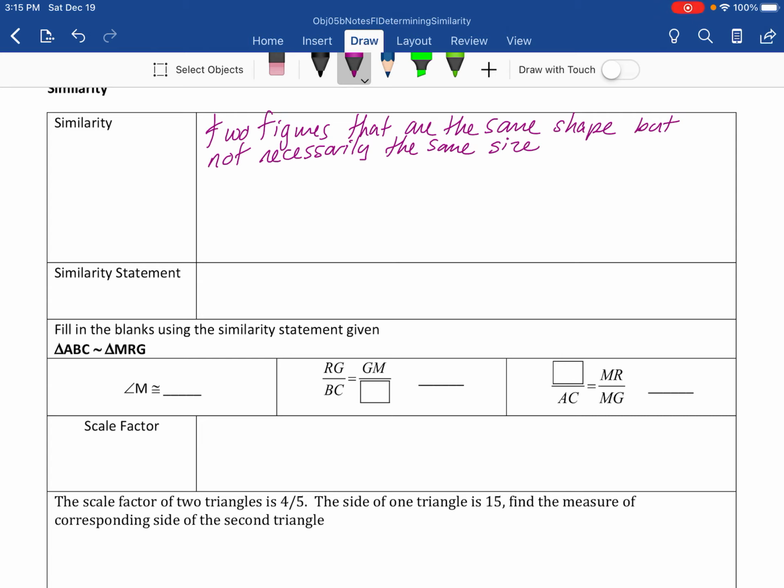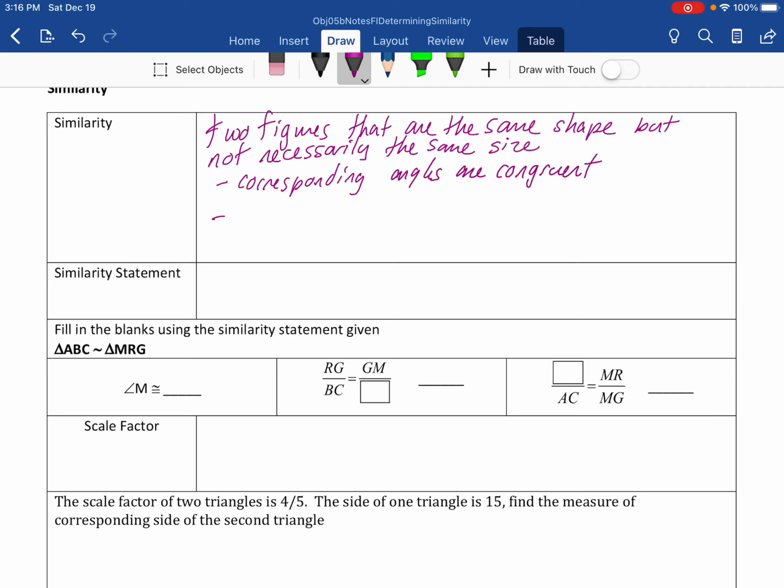Okay, when we talk about similar figures, the corresponding angles will be congruent. The other important thing is that the ratio of the sides is proportionate. And we'll talk about what that means a little bit.